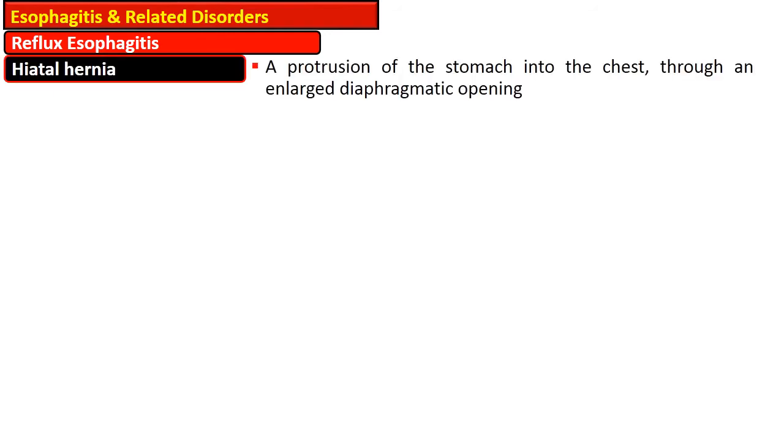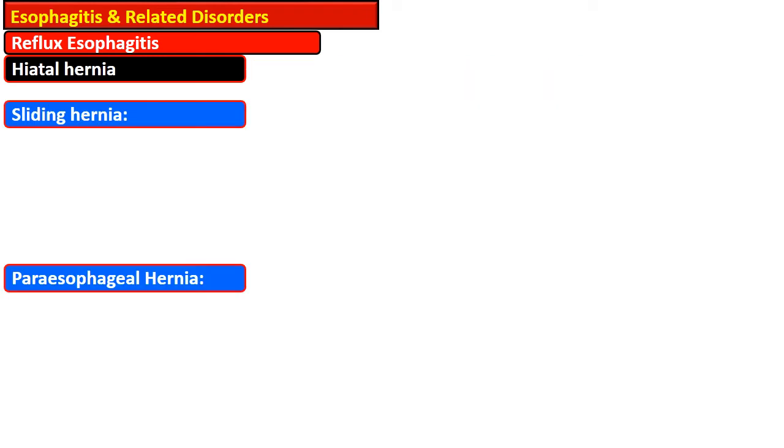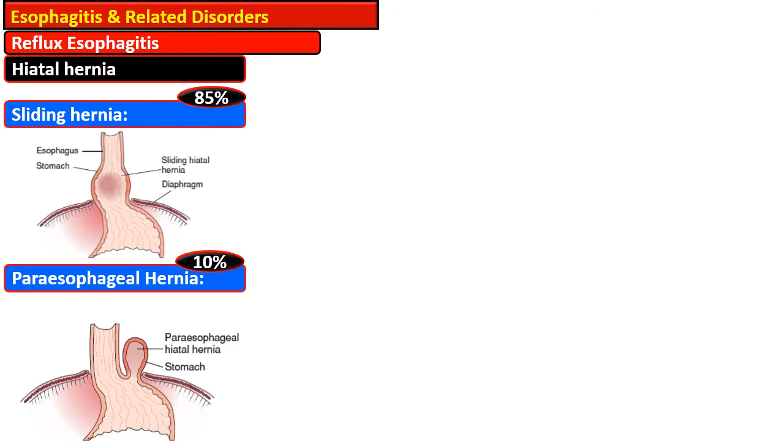Hiatal hernia is another cause of esophageal reflux, and the hiatal hernia is a protrusion of the stomach into the chest through an enlarged diaphragmatic opening. There are three types of hiatal hernia. One is the sliding hernia, another is paraesophageal, and the third one is the mixed type. The sliding type is about 85%.